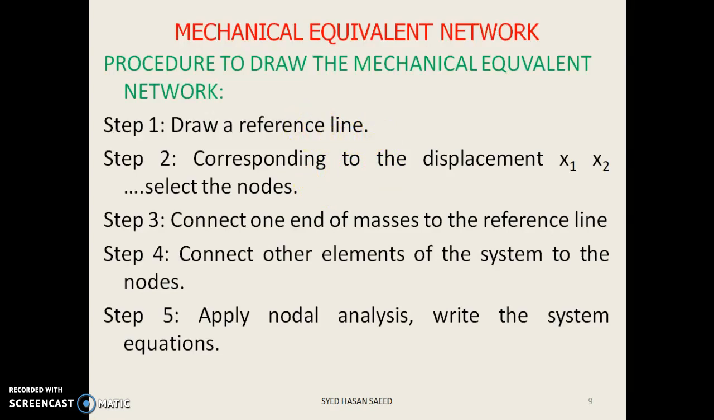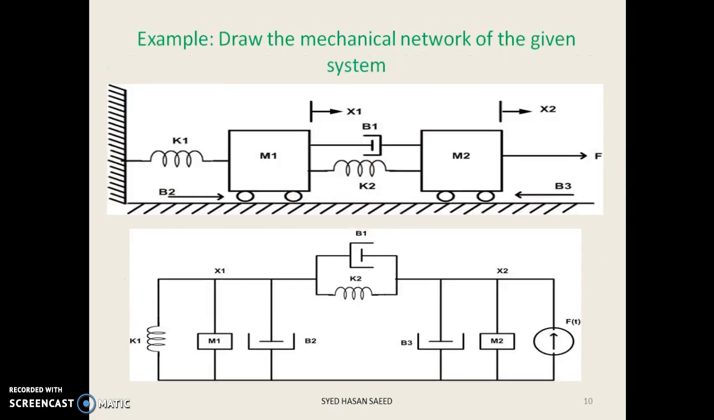Connect one end of the mass to the reference line. Similarly, we connect the other elements and apply nodal analysis for writing the equation. Take an example of this. Here, the mechanical system has two masses M1 and M2.